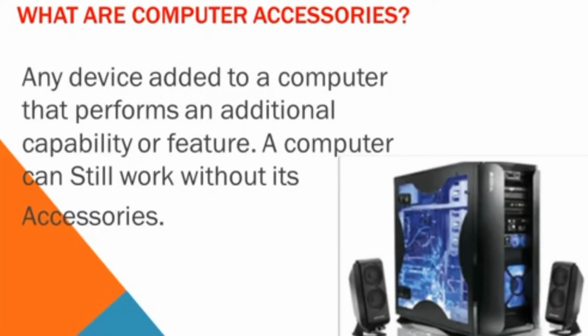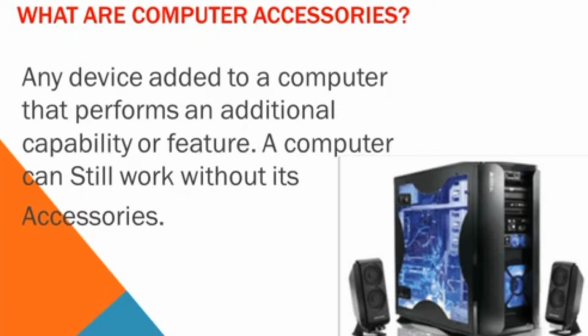Computer accessories are any device that is added to a computer that performs an additional capability or feature. Any device that is added to a computer. Now, a computer is made up of three main parts, which are the input, process, and the output. The input comprises your keyboard and your mouse. The process is your central processing unit, which is your system unit, your CPU, while the output is your screen, which is your monitor.